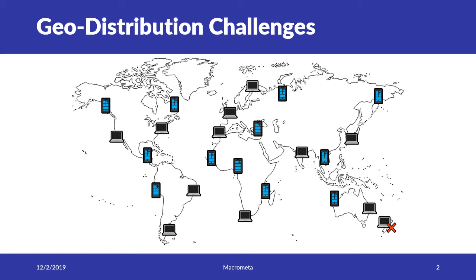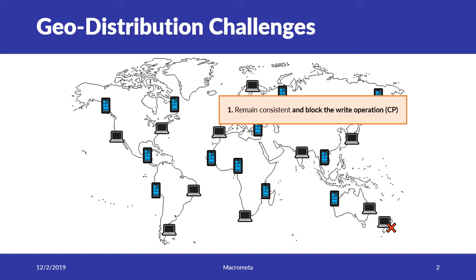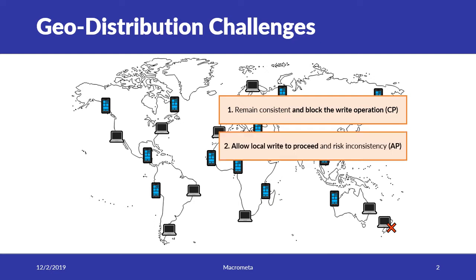The challenge, however, is that if one of the data centers happens to be unavailable when a write occurs in the system, we have to make two choices. The first is that we can remain consistent and block the write operation until all the data centers or a majority of data centers are online, which is referred to as CP in the CAP model. Or we can allow the local write to proceed at the data center that the write arrived at, and we can risk inconsistency between our replicas and reconcile it optionally later, which is the AP model in the CAP model.